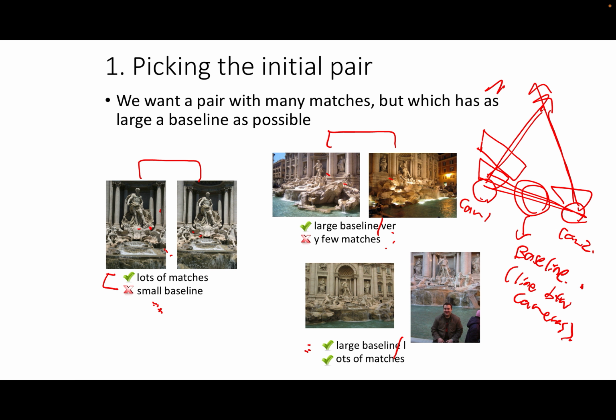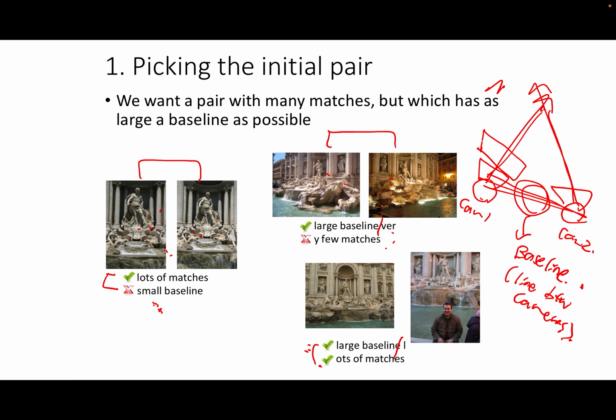So this is the optimal setting: enough length of baseline and lots of matches. That provides us 3D information, and matching is enough. So this is the good combination. We need to pick an initial pair with enough number of matches and enough length of baseline. That is kind of heuristic. How can we define what is enough number of matches and what is enough length of baseline? That depends on your algorithm. But we need to consider both things when picking the initial pair for incremental structure from motion.